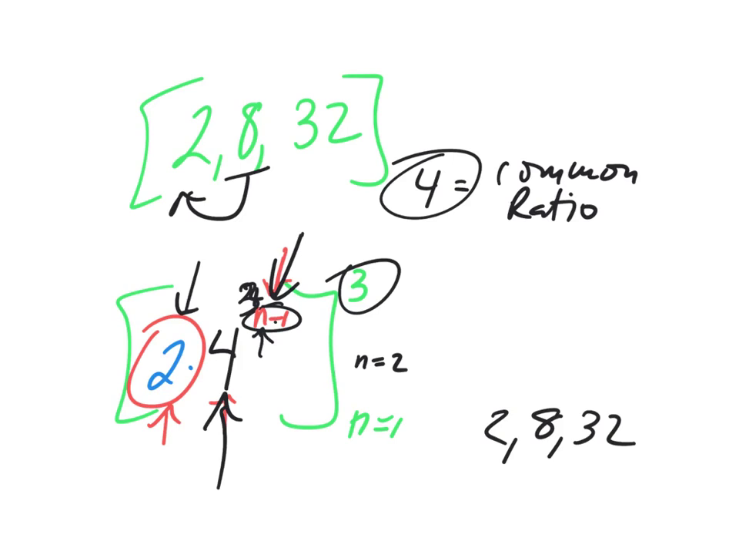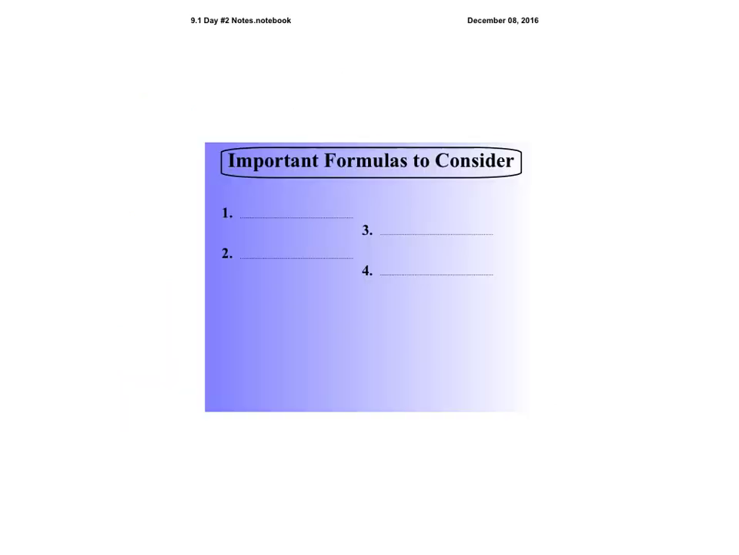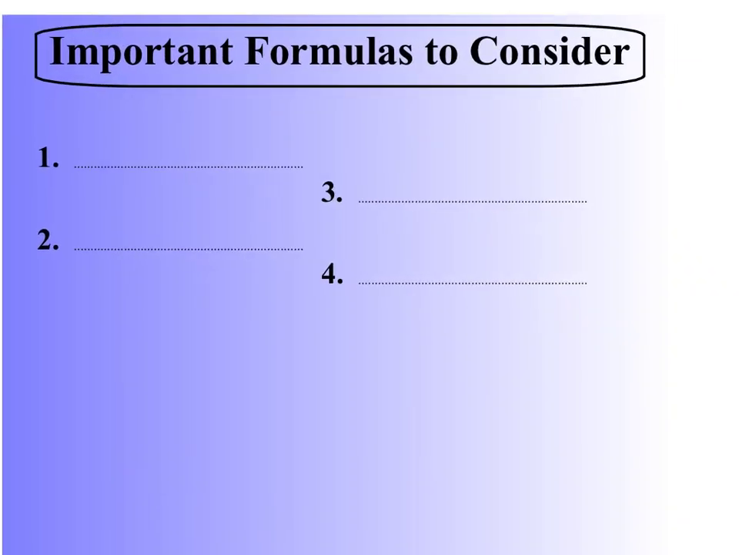Okay, so that's kind of where we were. And then we had a couple really important formulas. Everybody get to this purple page. Important formulas to consider. The formula for finding the next term. I'm going to give you the example. You tell me what formula would do this. 2, add 3 is 5, add 3 is 8, dot dot dot. So it's adding 3 each time.